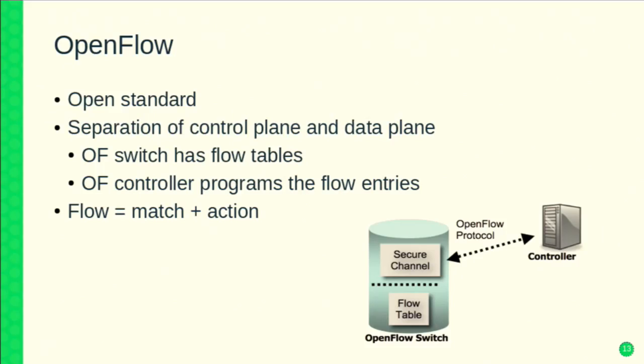Like, for example, a very simple one: I want to drop any TCP packet. So the match would be TCP, and the action would be drop. And if I install this flow on the OpenFlow switch, it will just match every TCP packet, and it will drop it.